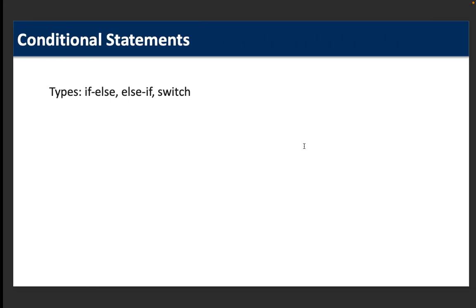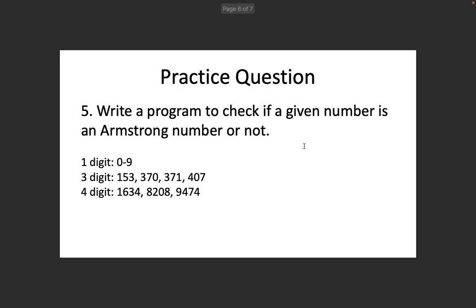Let's move to the next question. So the next question is, write a program to check if a given number is an Armstrong number or not. Okay, so what are Armstrong numbers? Examples of Armstrong numbers are the 1-digit numbers, 1 to 9. For 3 digits, they are like 153, 370, 371, 401.